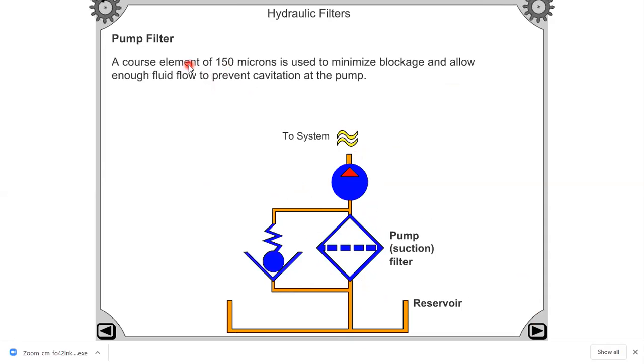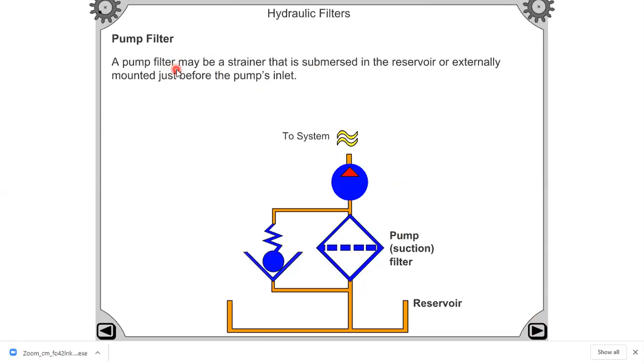Here the coarse element, that is the mesh size, will be 150 microns, and it is used to prevent cavitation. So whatever the size of this pump filter is, it is 150 microns.